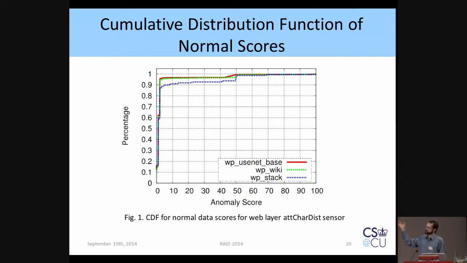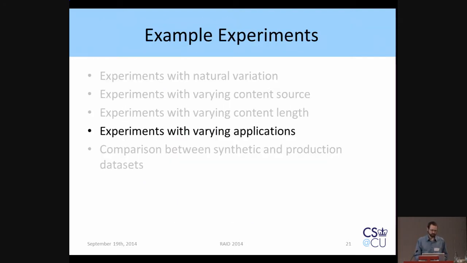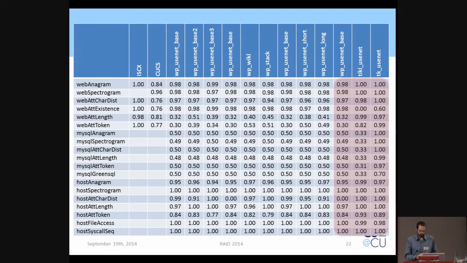So this is one visualization of how changing the normal, so for different environments, might affect your output. And then varying applications. Here is a much larger graph where on the left you have each of the security controls, on the top you have each of the data sets, and in each cell you have the area under the curve.